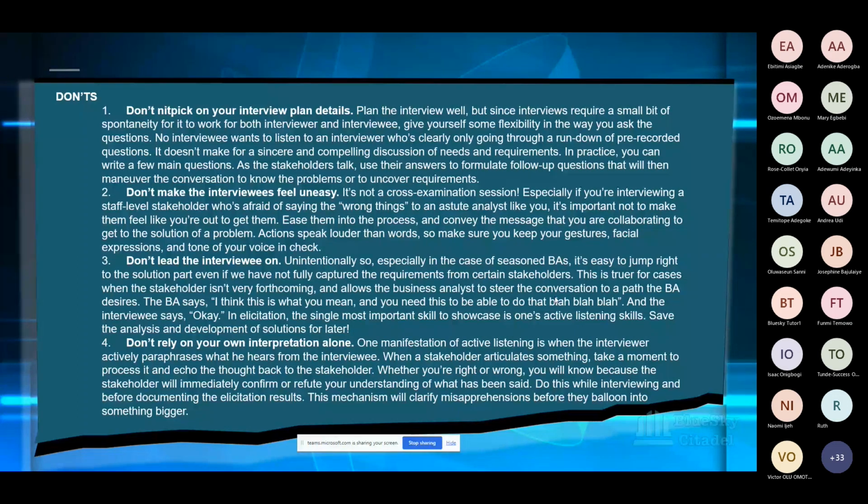So even though you are unsatisfied, don't make your stakeholder or the person you are interviewing feel like, oh, you just said trash. You have not given me what I need.